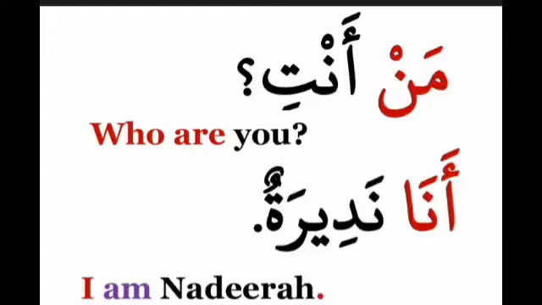Now the response. Ana nadira. I am Nadira. Man anti, who are you? Ana nadira. So ana means I, and Nadira is the name of a person. The English verb "am" doesn't exist in Arabic.